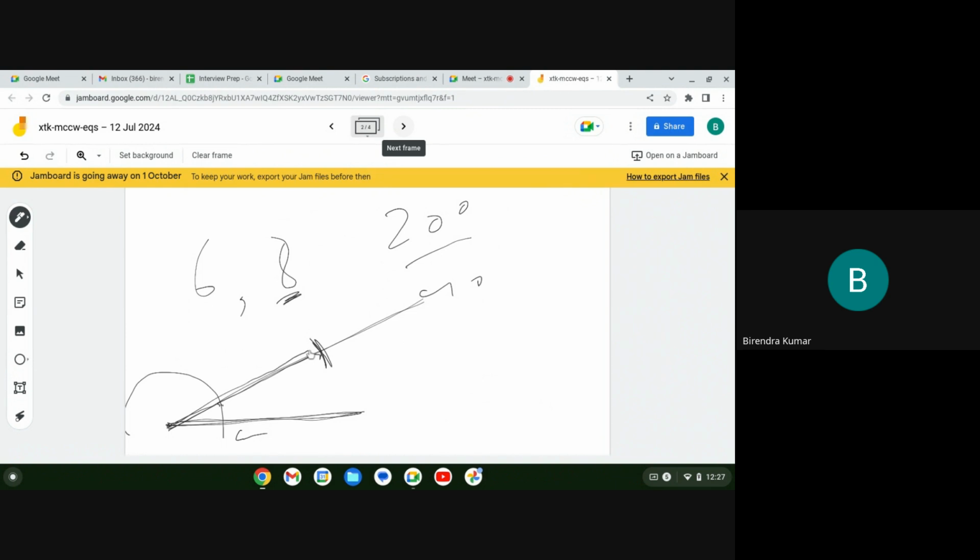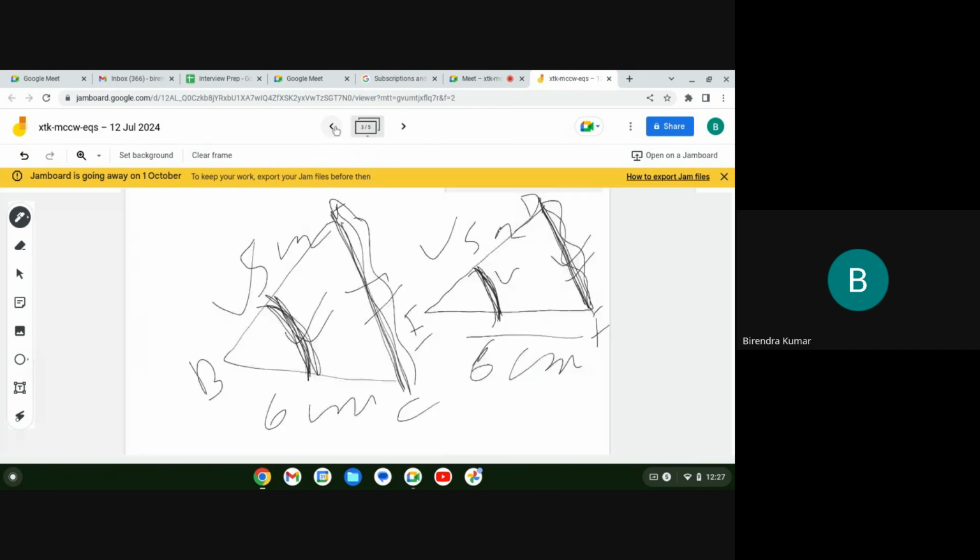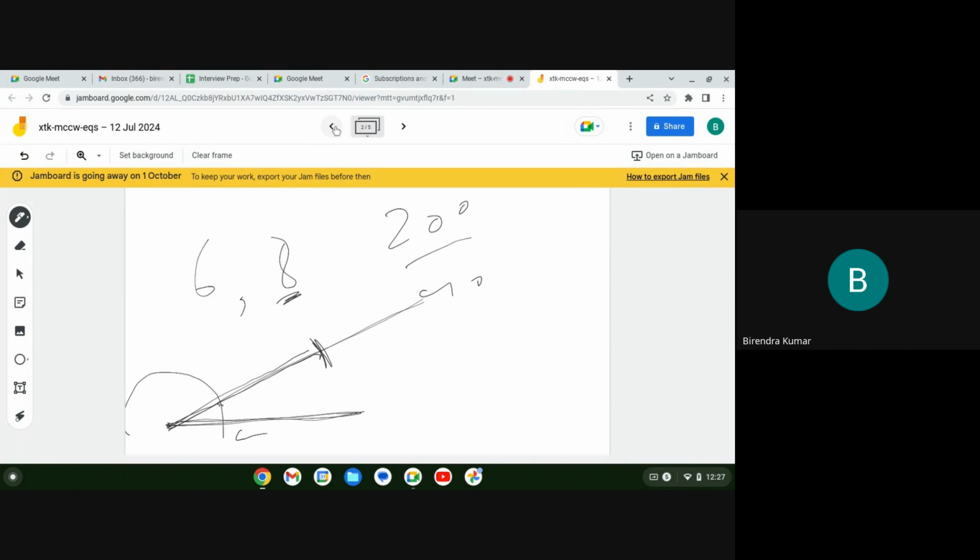So this becomes your... oops, what happened? Where did it go? And then take 8 centimeter radius and make a circle. See where it cuts this line. Join this point with this point. Measure this length.